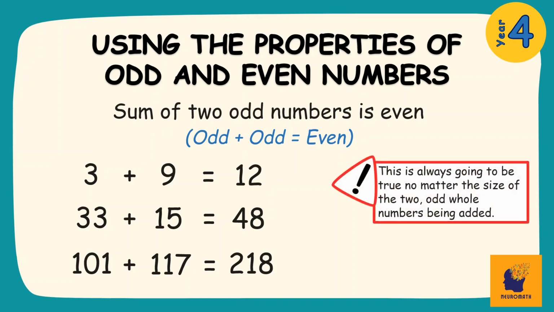Like the previous condition, this is always going to be true no matter the size of the two odd whole numbers being added. So I could have an odd number that is 3 digits long being added to an odd number that is 5 digits long. My answer will still be an even number.